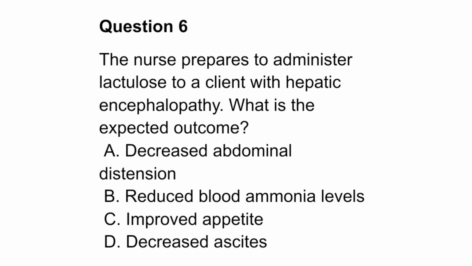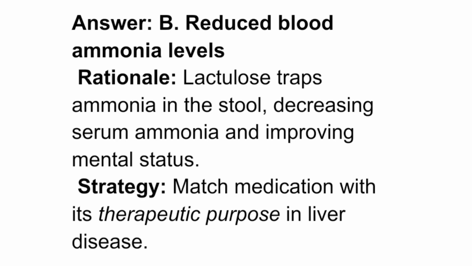Question 6. The nurse prepares to administer lactulose to a client with hepatic encephalopathy. What is the expected outcome? A. Decreased abdominal distension. B. Reduced blood ammonia levels. C. Improved appetite. D. Decreased ascites. Answer: B. Reduced blood ammonia levels. Rationale: lactulose traps ammonia in the stool, decreasing serum ammonia and improving mental status. Strategy: match medication with its therapeutic purpose in liver disease.